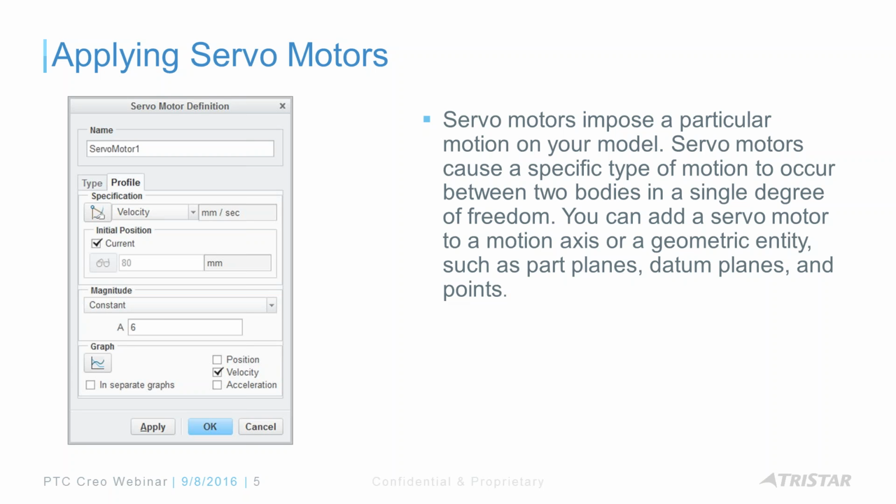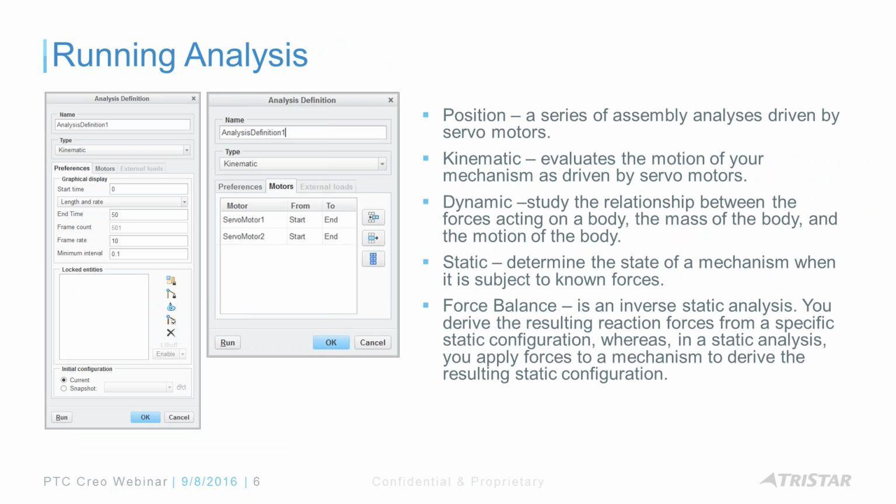Once you got your motors applied into your mechanism, then you can run an analysis. There are different types of analysis that you can select. You have a position analysis, which is pretty much just testing your mechanism, right? See if it works, see if everything moves fine. Then you have a kinematic analysis, which is going to evaluate the motion of your mechanism as driven by servo motors. Then we have the dynamic analysis, which is the relationship between the forces acting on a body, the mass of the body, and the motion of that body. Then we have a static analysis that will determine the state of a mechanism when it's subject to known forces. And then we have a force balance analysis. And this one is kind of the inverse of a static analysis.